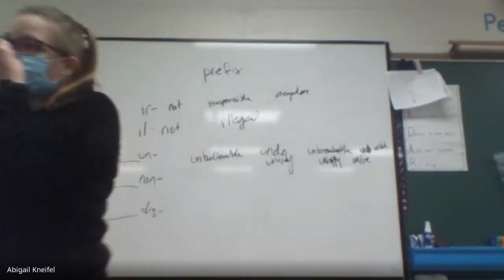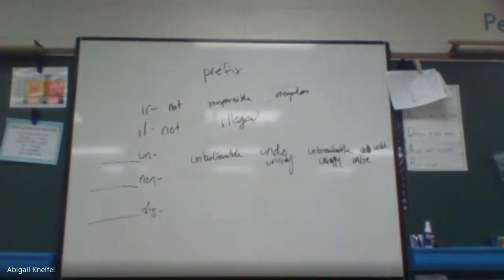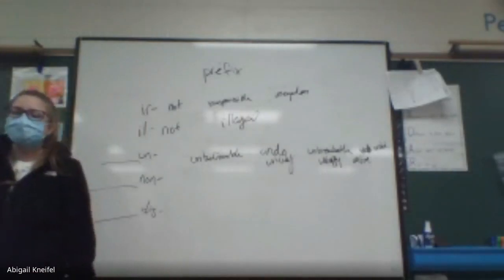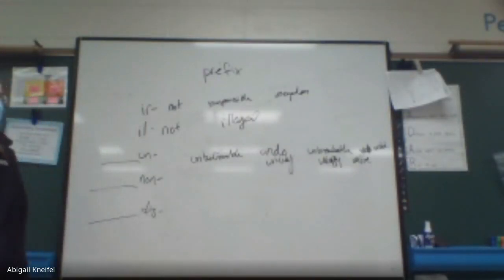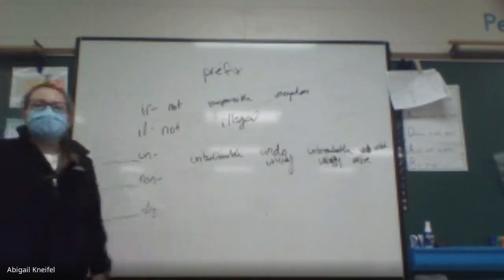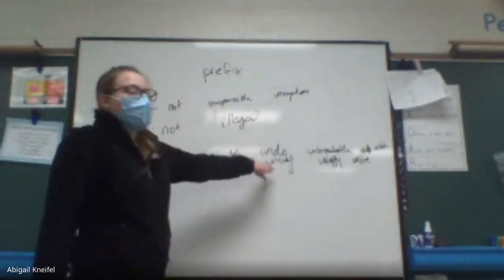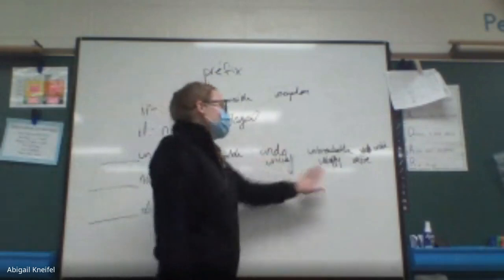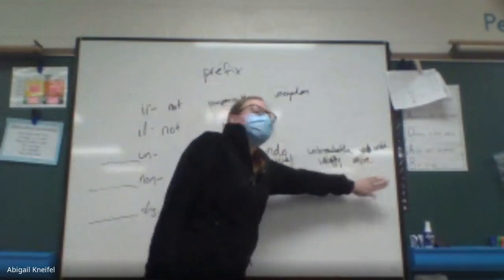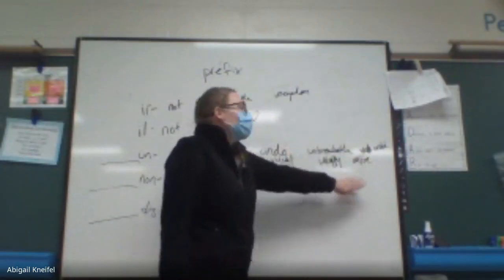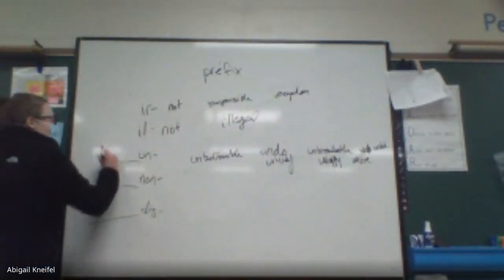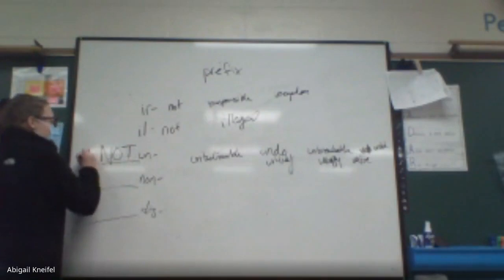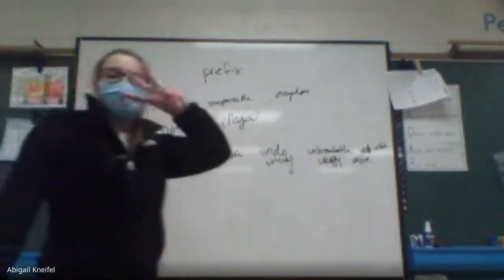Would someone like to give me a guess on what UN means? What does UN mean? Unbelievable means not believable. Undo, it's not done. Untidy, not tidy. Unhappy, not happy. Untied, not tied. Unbreakable, not breakable. Unable, not able. So the word is? Not. Yay! So this one also means not. So now we have 3 that mean not.